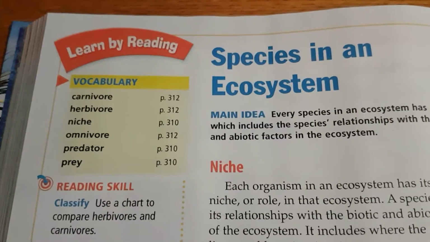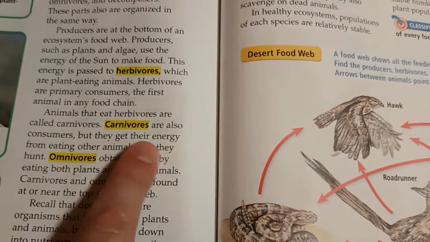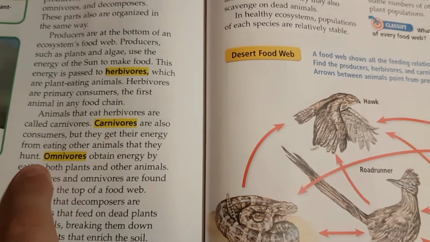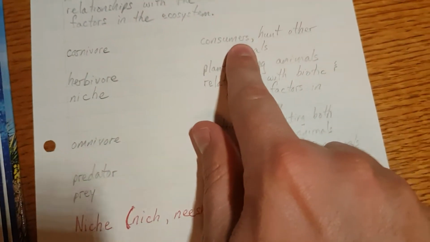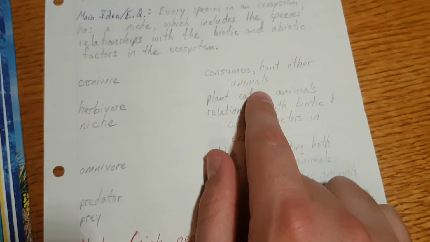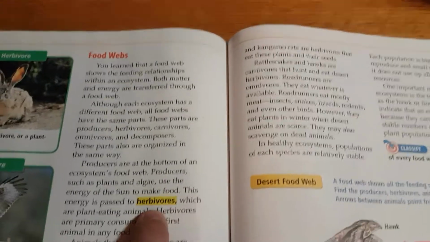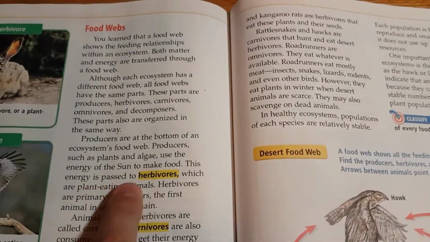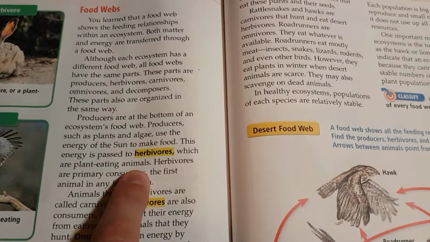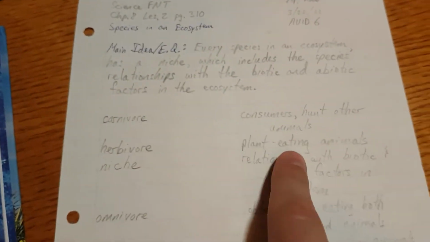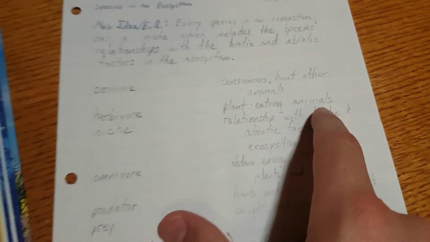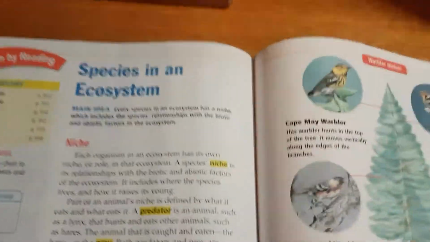Okay, carnivore is the first vocabulary word on page 312. So, carnivore. Carnivores are also consumers, but they get their energy from eating other animals that they hunt. So, carnivore, consumers, hunt other animals. Next up is herbivore, page 312 also. Say all these words with me. Herbivore. This energy is passed to herbivores, which are plant-eating animals. So, herbivore, plant-eating animals. Say them as you're writing them. Herbivore, plant-eating animals. Practice your speaking.